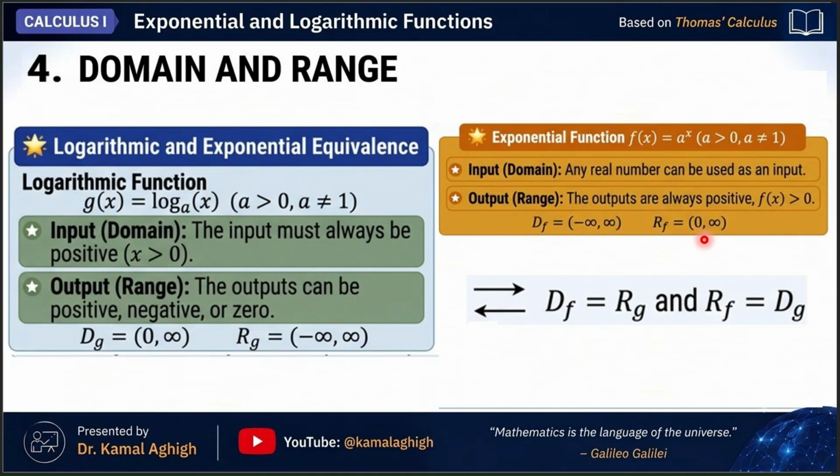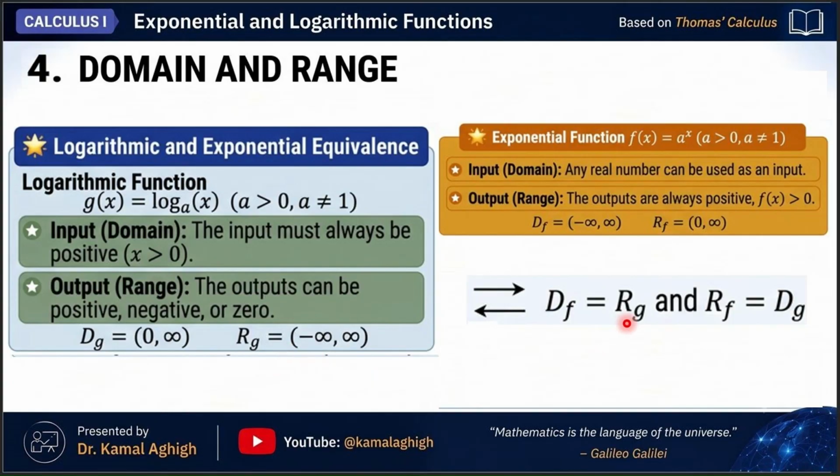Now consider the logarithmic function. Since logarithms ask the question, what exponent produces this number? The input must always be positive. There is no real exponent that allows a positive base to produce zero or a negative number. Therefore, the domain of every logarithmic function consists only of positive real numbers. On the other hand, the output of a logarithmic function may be positive, negative, or zero. As a result, its range is all real numbers.